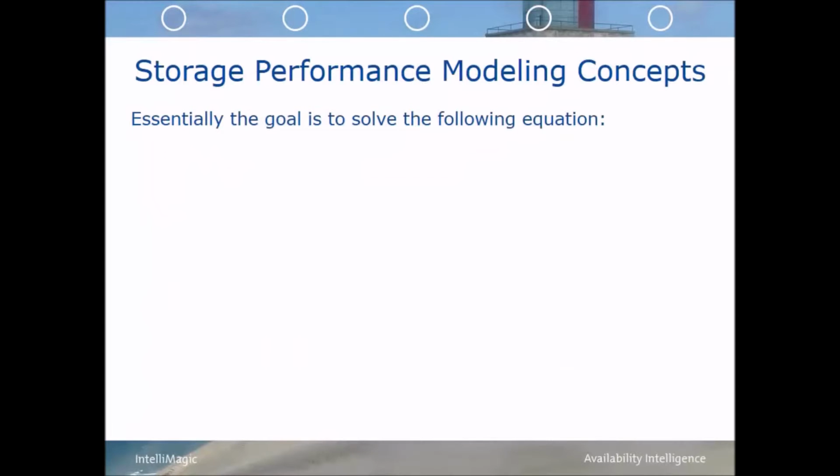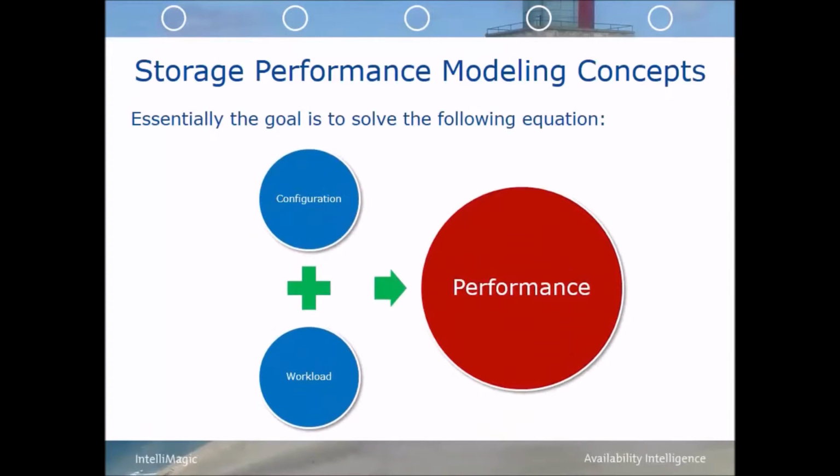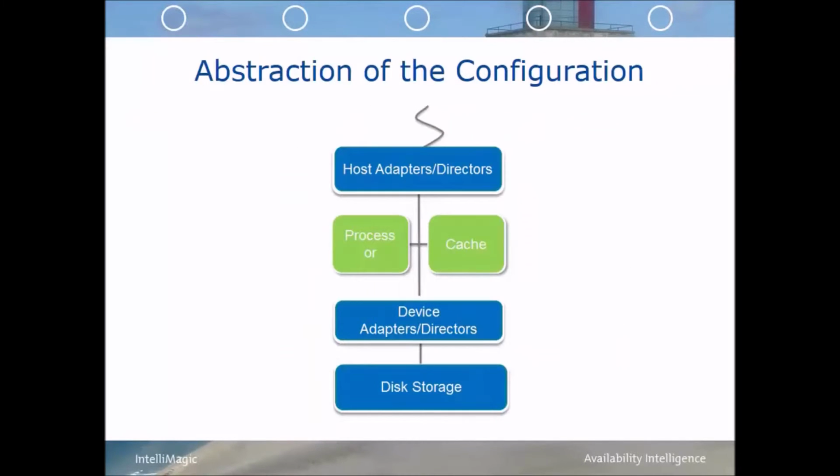In this slide, we'll talk briefly about storage performance modeling concepts. Essentially, the goal of storage performance modeling is to solve the following equation. Configuration information plus workload information equals performance. The following picture is an abstraction of the configuration of a disk storage system. On the front end, you have host adapters, or in some cases called directors. Within the controller, you also have processor resources as well as cache resources. On the back end, you have a device adapter or a disk adapter, or sometimes referred to as a disk director. And then on the back end, you have the connected disk drives.